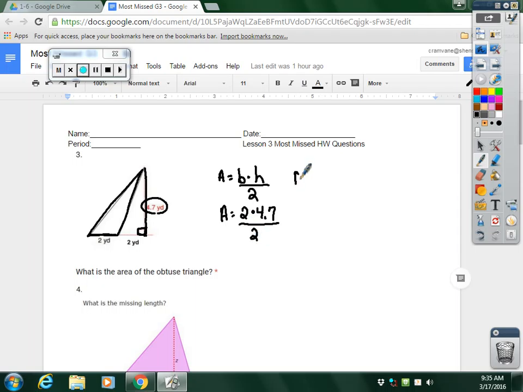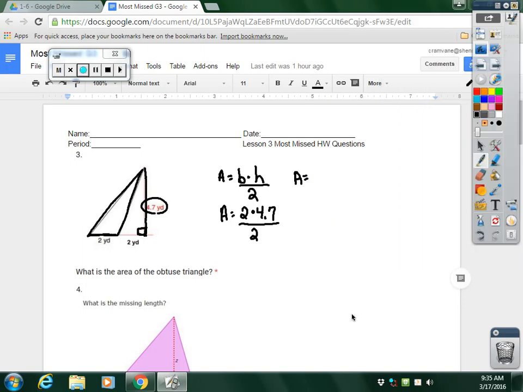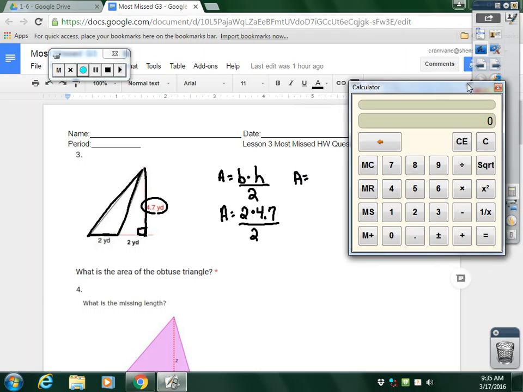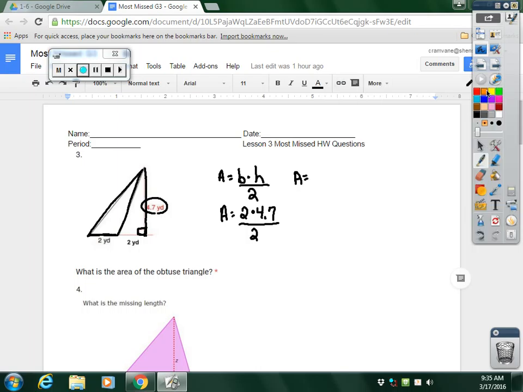Hopefully you have a calculator with you today. Okay, I'm going to get mine out. I'm on a different screen today. So I'm going to multiply 2 times 4.7, and I'm going to divide it by 2. A lot of you forgot this step on your homework last night. The area of this obtuse triangle is 4.7 square yards, or yards squared. Okay, let's go to the second problem.